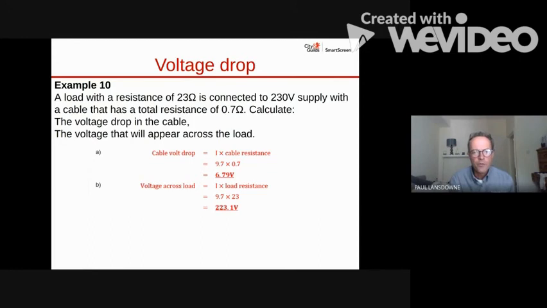Then the voltage across the load: we work out 9.7 times the load resistance, which is 23. So we work out our voltage across the load is 223.1.